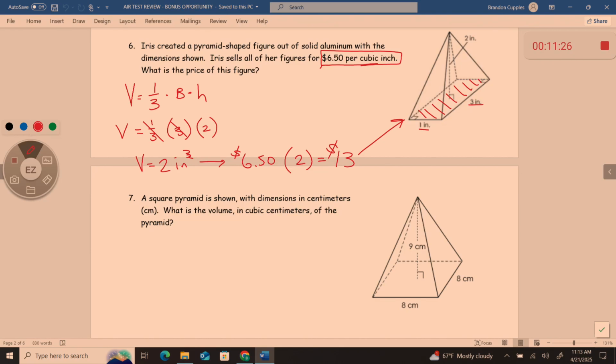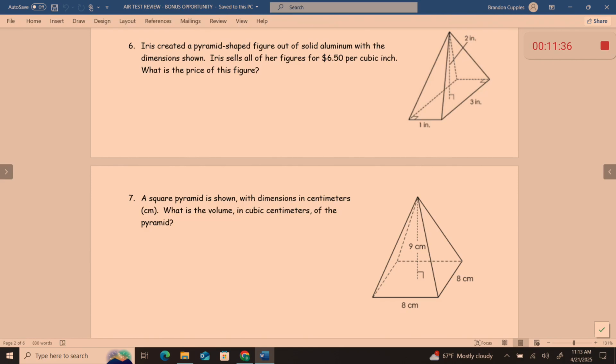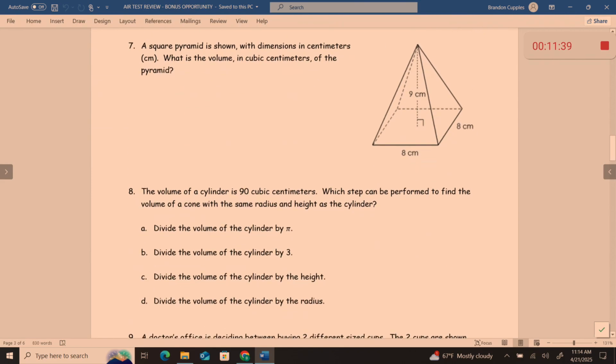All right. Again, the formulas are on the formula sheet. Use the formula sheet. We haven't dealt a whole lot with volume or surface area, but I don't believe that they're going to give you any problem dealing with a formula that isn't already given to you on the formula sheet. A square pyramid is shown with the dimensions in centimeters. What is the volume in cubic centimeters of the pyramid?